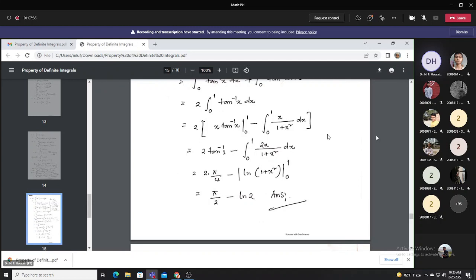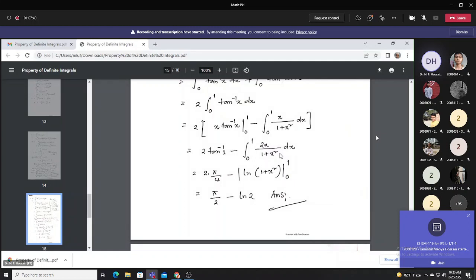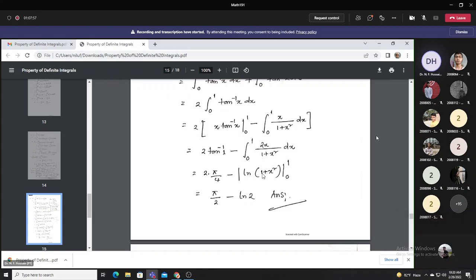You can take 1 plus x square as u. So du will be equal to 2x dx. So 2x dx, you can replace it by du. So du by u, integration of du by u means ln of u. That means ultimately ln of 1 plus x square, because u is 1 plus x square. Then use the limits. So ln of 1 plus 1 means ln of 2, and ln of 1 plus 0, that means ln of 1, which is 0. So ultimately pi by 2 minus ln of 2.